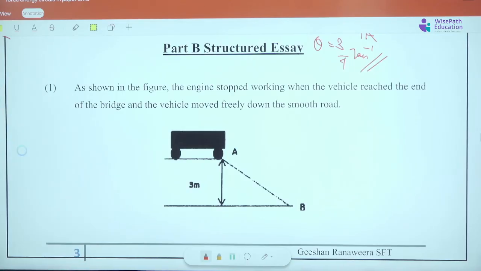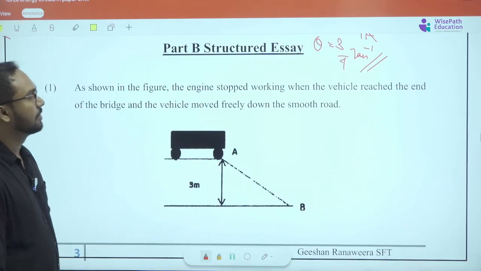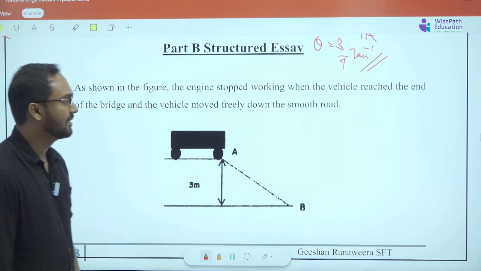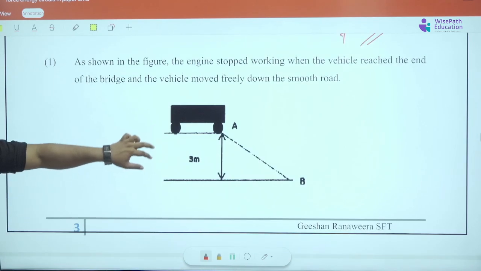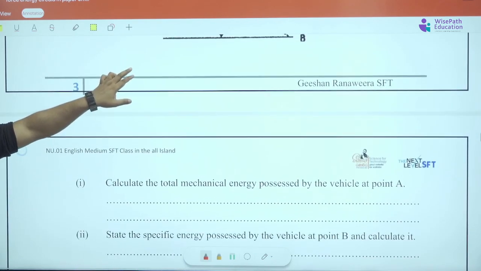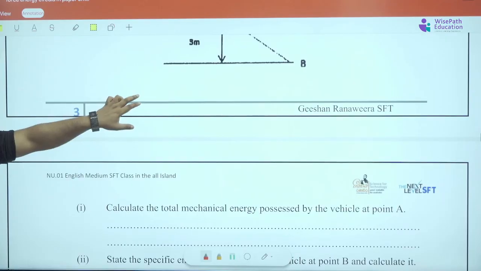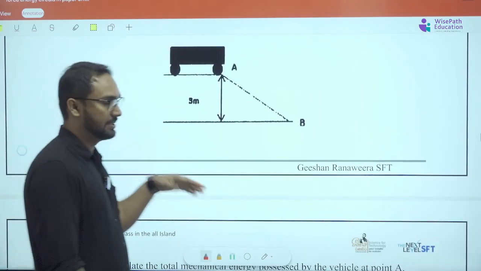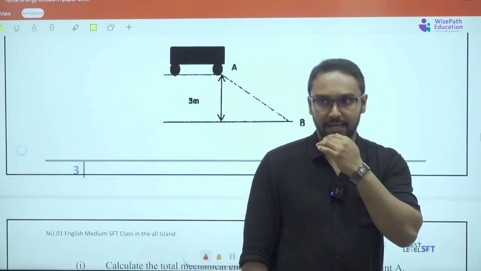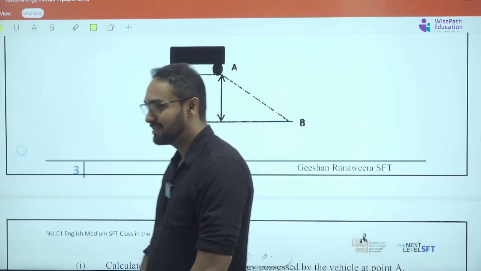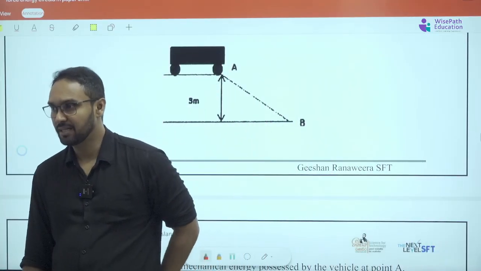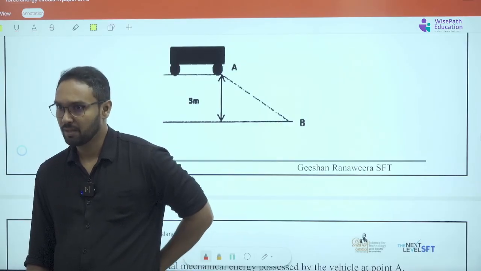Right, and part B. As shown in the figure, the engine stopped working when the vehicle reached the end of the bridge and the vehicle moved freely down the smooth road. So the first question: calculate the total mechanical energy possessed by the vehicle at point A. The question says it stopped at point A and smoothly came down. So it means it has only the potential energy. Kinetic energy is 0.